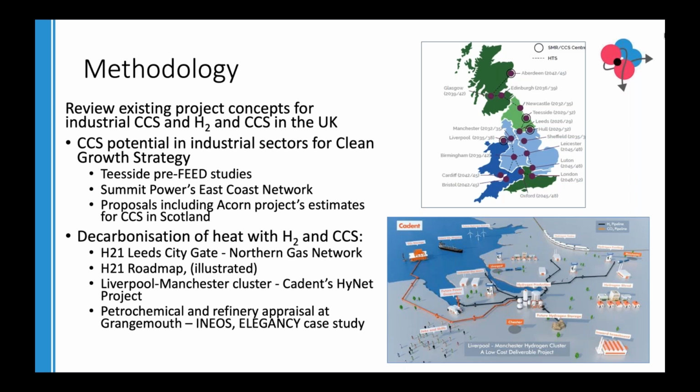Similarly, for applying CCS in support of the production of hydrogen, we've looked at studies undertaken by the Northern Gas Network for the Leeds Citygate project, the H21 Roadmap, Cadent's HyNet project, and work undertaken within ELEGANCY by our partners, particularly at Imperial College for INEOS at the Grangemouth refinery. So these and a number of other inputs have been used to try and develop a series of CO2 supply curves that we might expect to go out from the east coast of the UK to the North Sea. Next slide, please.